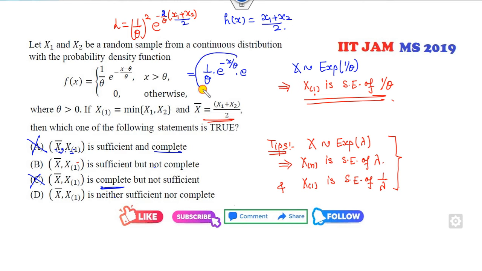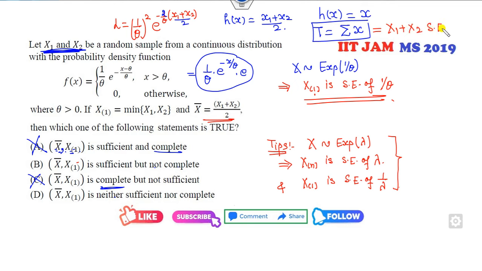You can think about from here. What is my h(x)? h(x) is my x. So what is my capital T? This is the summation of the x. And what is the sample size? Only 2 samples. So that means this x1 plus x2 is my sufficient estimator.